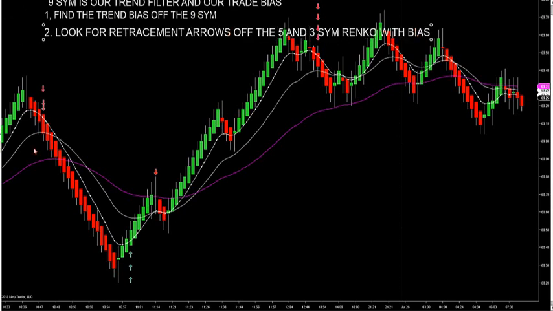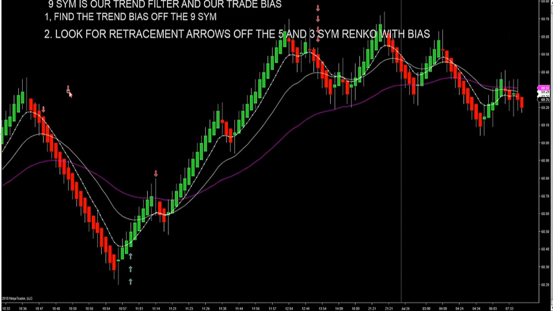How do we know to look for a sell bias on sell signals off the 5 and 3 sim Renko bar with arrows all the way down? And how do we look for buy arrows all the way up for 110 plus ticks potential? Let's look at the sell arrow first. The best thing to do is, let me take these arrows off of here.